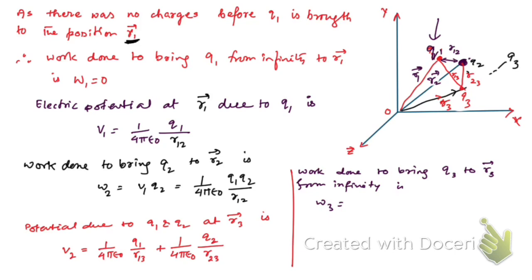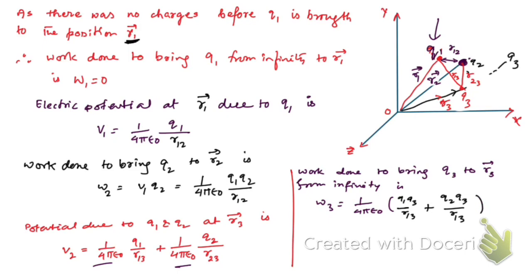Then the work done is going to be equal to 1 by 4 pi epsilon naught. Let me take this term common. Then we're going to get q1 q3 by r13, then plus q2 q3 by r23. That's what we have got.